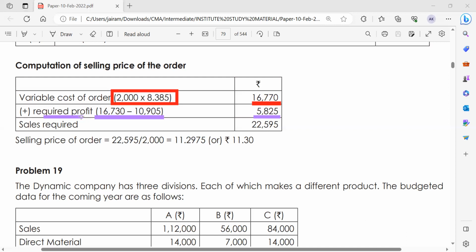Profit and contribution will be the same if there is no fixed cost, correct? Which is why sales minus variable cost is contribution. Sales S minus V equals contribution, so S equals V plus contribution. When you add these two, you will get S. This is your total sales, and to get per unit, just divide by 2000. This is your per unit selling price.